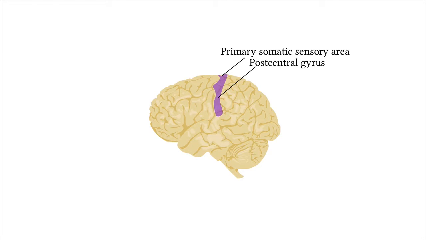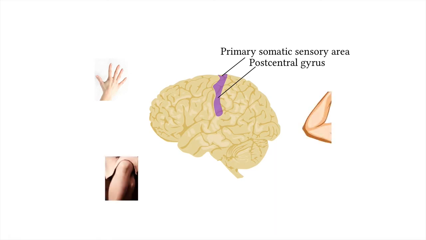There's a spot that receives action potentials from the receptors on your hand, another spot that receives action potentials from your elbow, another spot from your knee, and so on. That way, when a signal arrives to this cortex, your brain knows exactly where the signal comes from. This area, then, localizes the sensations coming in from the body.